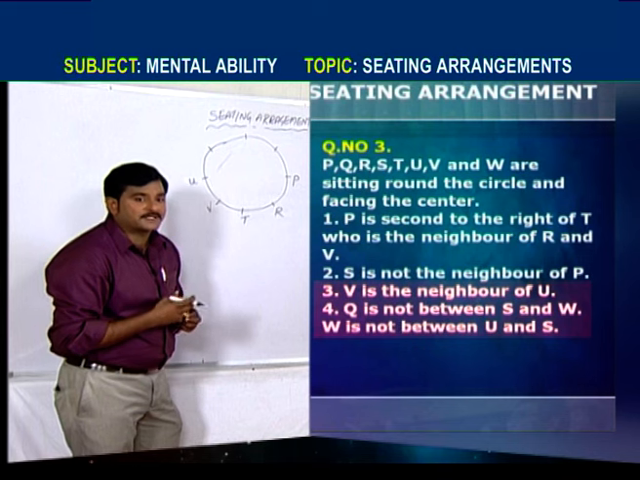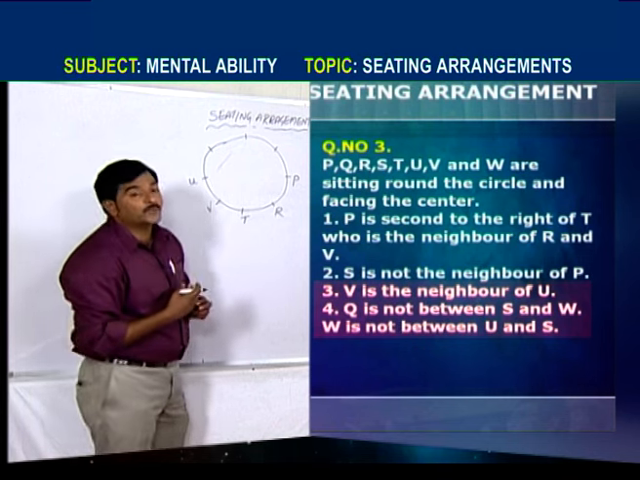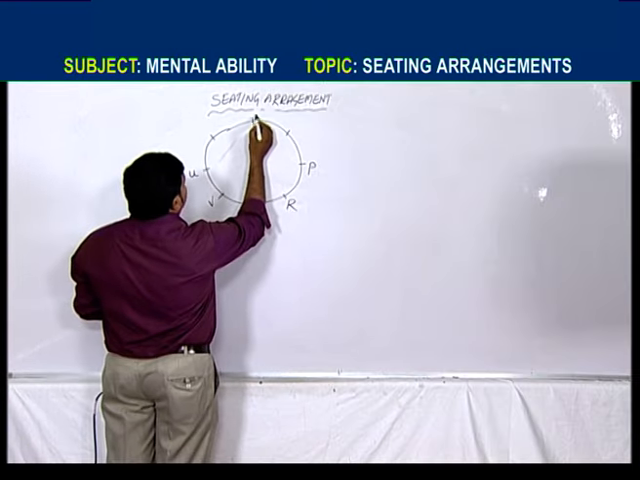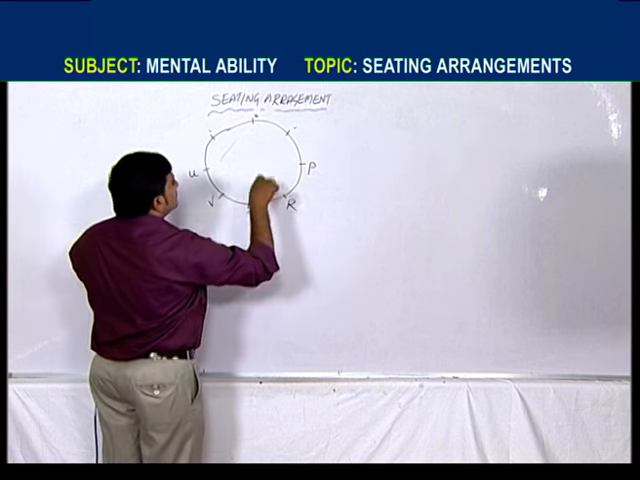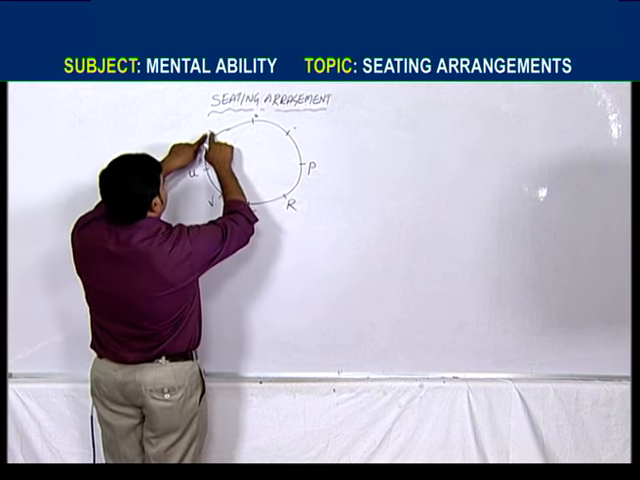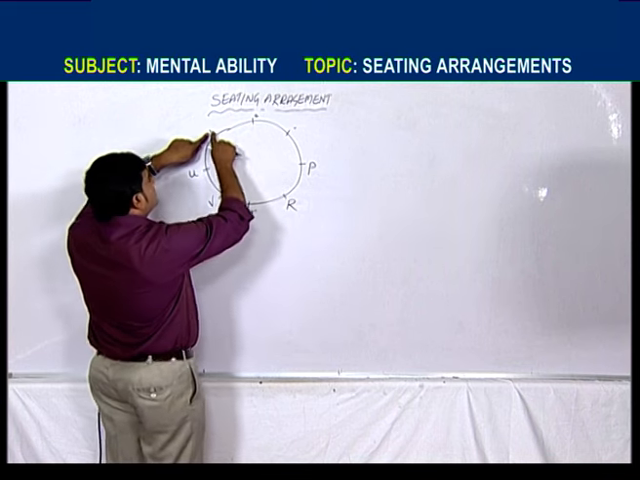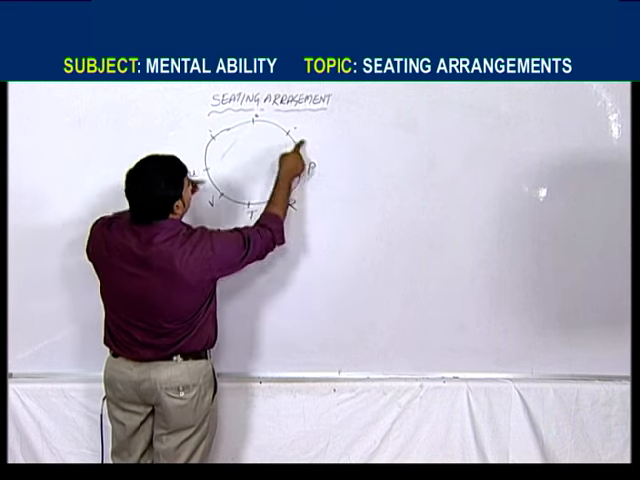What is the given fourth condition? Q is not between S and W. For example, think that here I am taking Q. If I am taking Q, here S is there, W is there. But what does it mean? Here, this is S, assumption, verification. This is S, this is Q, this is W. What does it mean? Q is between S and W.